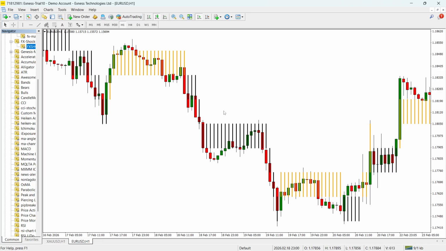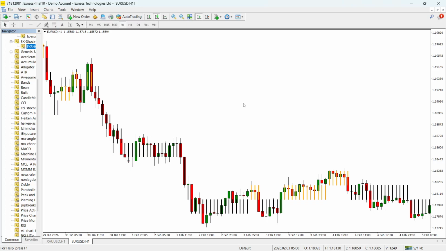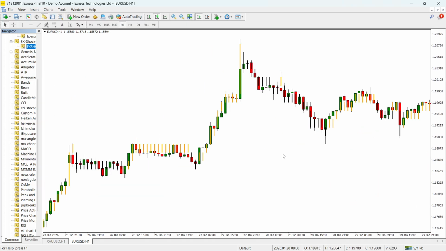Orange blocks indicate a bullish trend, while black blocks indicate a bearish trend, allowing you to read the dominant direction at a glance. As soon as the blocks change color, orange to black or black to orange, it visually signals a potential trend reversal and a possible opportunity to enter in the new direction.